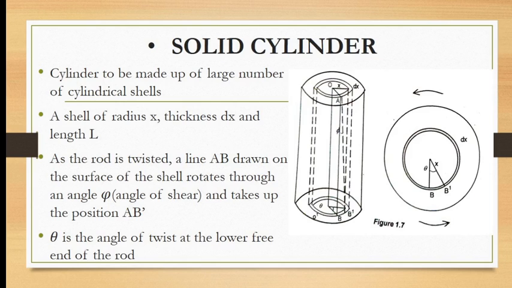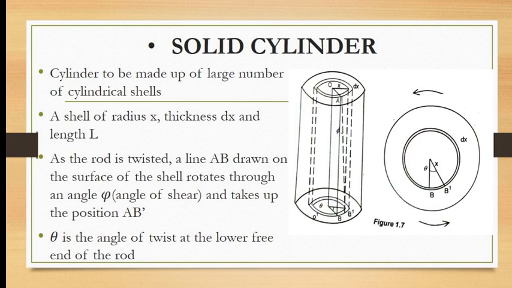This AB gets displaced to AB dash, and that angle, that is angle BAB dash, which is equal to phi, is called the angle of shear, whereas the angle through which B gets displaced to B dash is called theta, which is the angle of twist. So here you can see two angles, angle of shear phi and angle of twist theta.